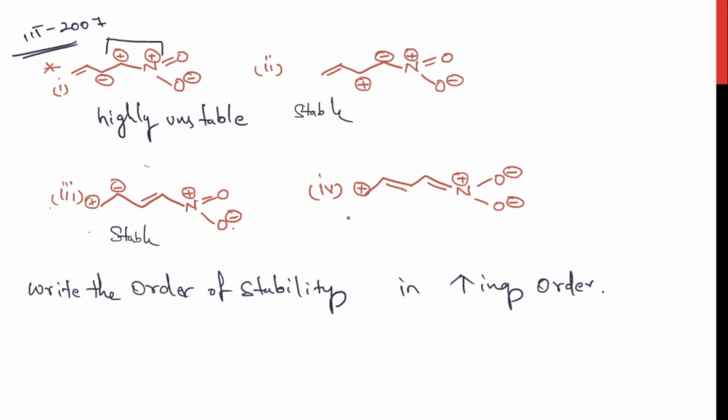And coming to the fourth option, you can see a positive and a negative charge next to each other, and this negative charge is very far from this positive charge. Due to the large separation of these charges, this is less stable than the second and third options. The option which is least stable is 1, and then comes the fourth one.